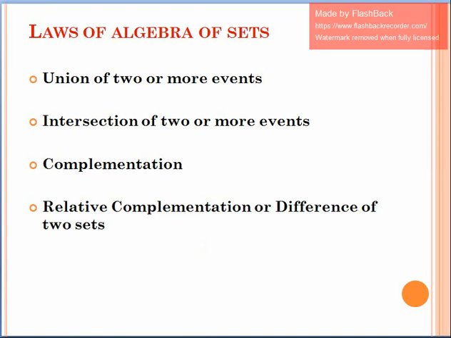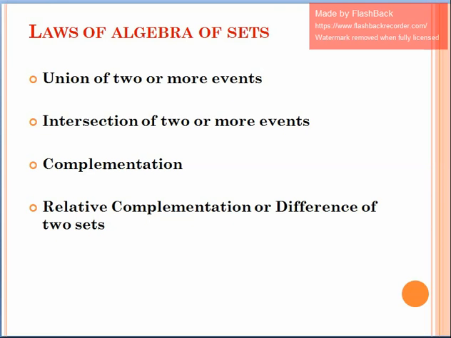Now we will discuss laws of algebra of sets. There are four laws of algebra of sets. One is union of two or more events. The second one is intersection of two or more events. The third one is complementation. The fourth one is relative complementation or difference of two sets. Now we will start with one by one.